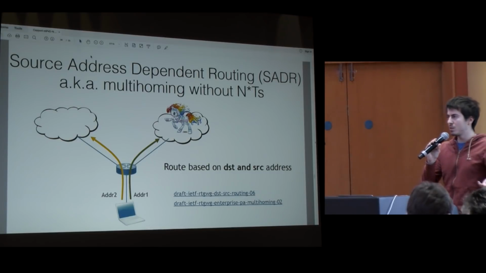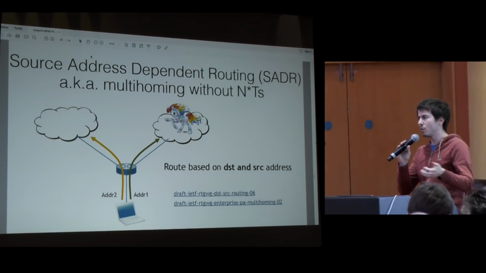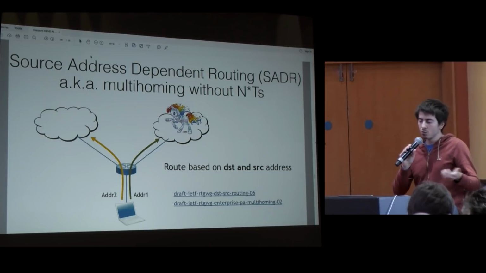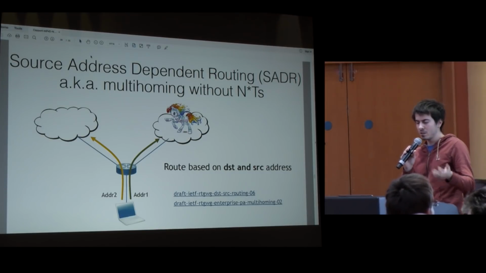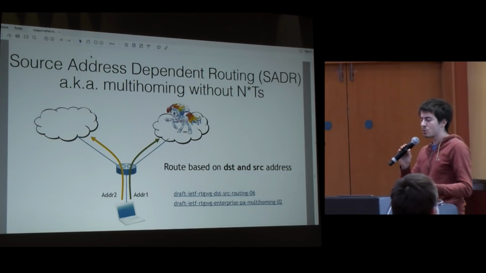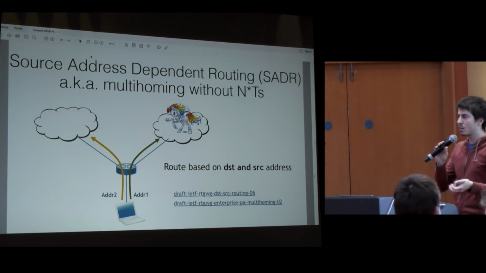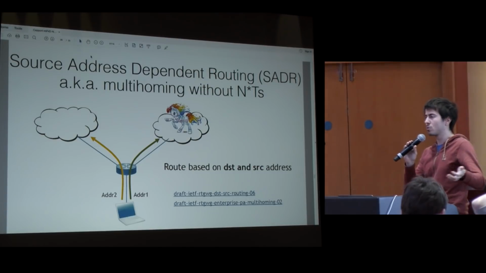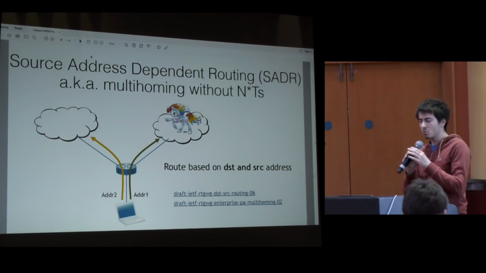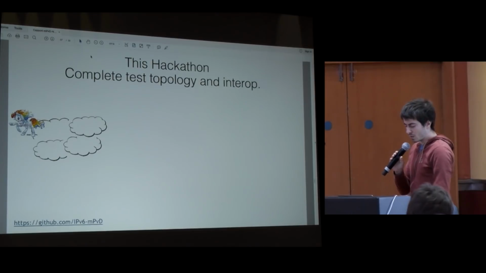Finally, one aspect is that in IPv6, when you have a multi-homed network, you don't want to do NATs. So there is some work going on at the IETF, using source-destination routing, which basically means that you're not only going to look at the destination address, but also the source address to route the packets.